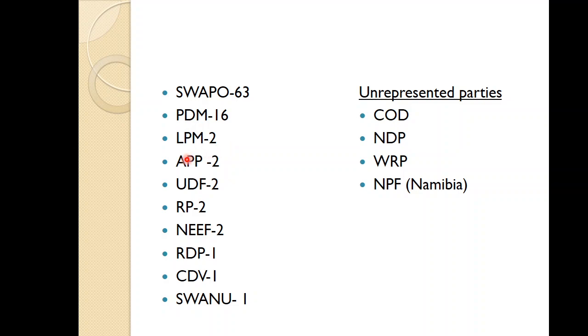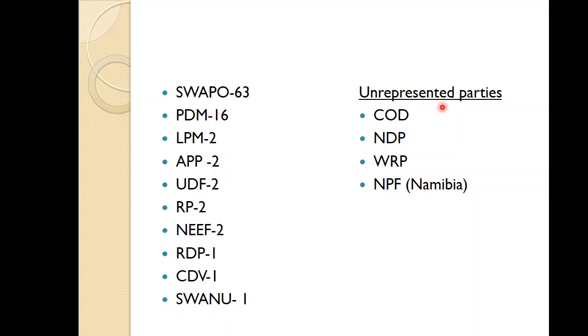And then we have APP, All People's Party, and UDF, the United Democratic Front, with 2 seats. There are 2 people in the Parliament representing UDF. And then we have the Republican Party, and then the Namibian Economic Freedom Fighters, NEFF. They also have 2 representatives. And RDP, Rally for Democracy and Progress, has 1 representative. And CDV, Christian Democratic Voice, was just, I think, established a few years ago, if I'm not mistaken. They have 1 representative, and SWANU with 1 representative, which is the South West Africa National Union. This is an old political party.